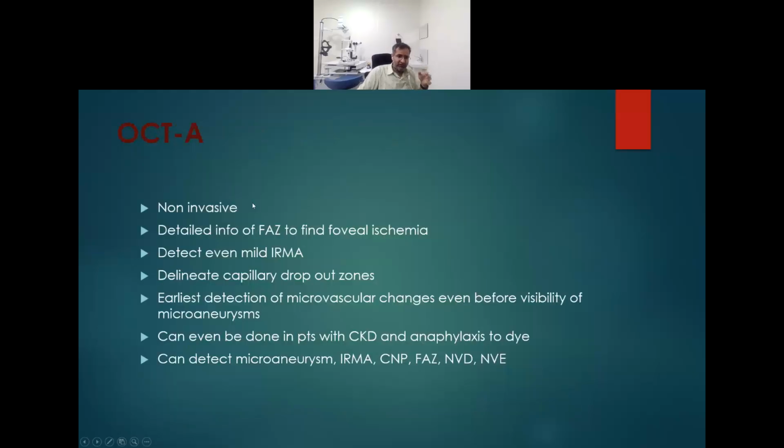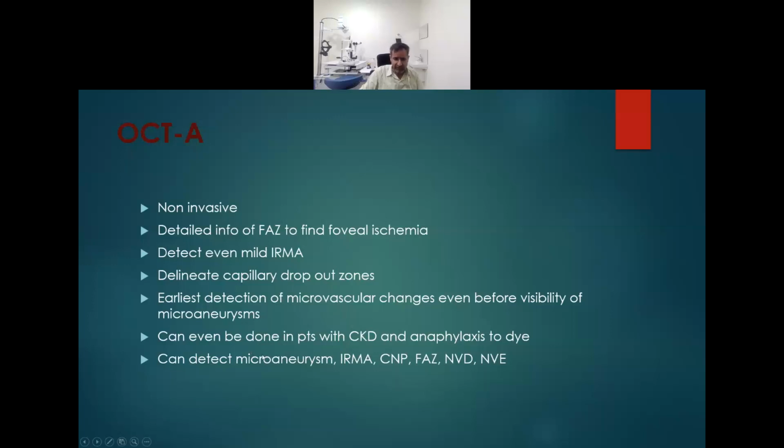OCT angiography is non-invasive and it gives detailed information of the foveal avascular zone, to find out about foveal ischemia, and it helps us to detect even mild IRMA. It also helps us to delineate the capillary dropout zones, and it is the investigation with the earliest detection of microvascular changes, even before the microaneurysm is visible.